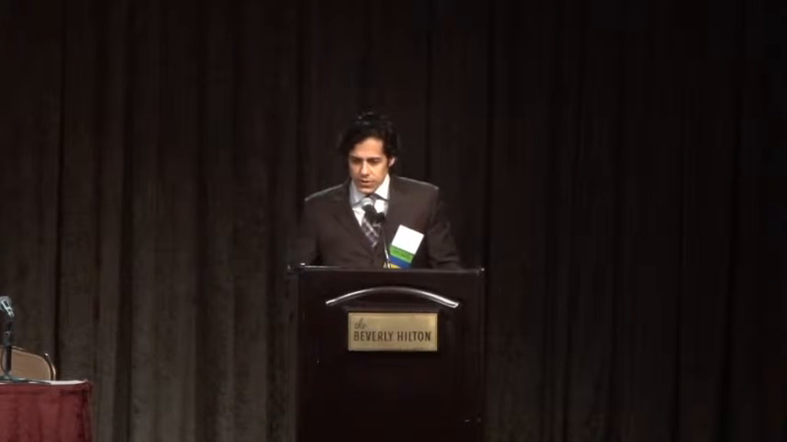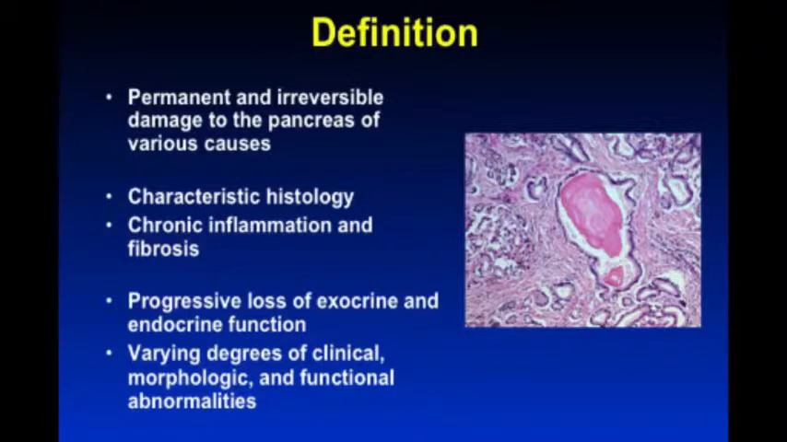So some working definitions. Chronic pancreatitis is permanent and irreversible damage to the pancreas of various causes. It's characterized by a histology of a chronic inflammatory infiltrate and fibrosis. On the slide there, you see a calcification in a ductule. And clinically, it's characterized by progressive loss of both exocrine and endocrine function, and a spectrum of clinical, morphological and functional abnormalities that cause sometimes debilitating consequences.